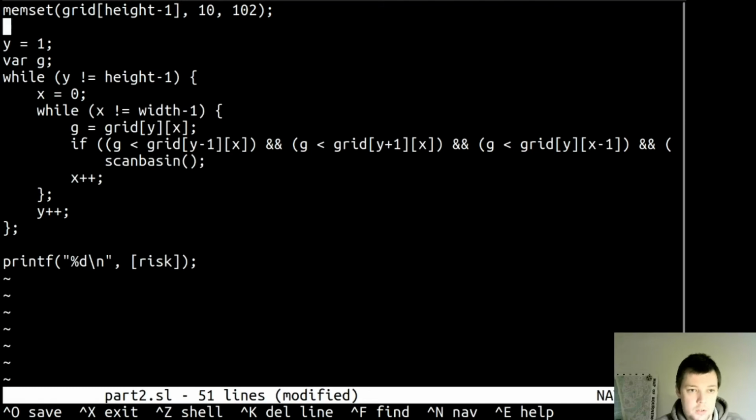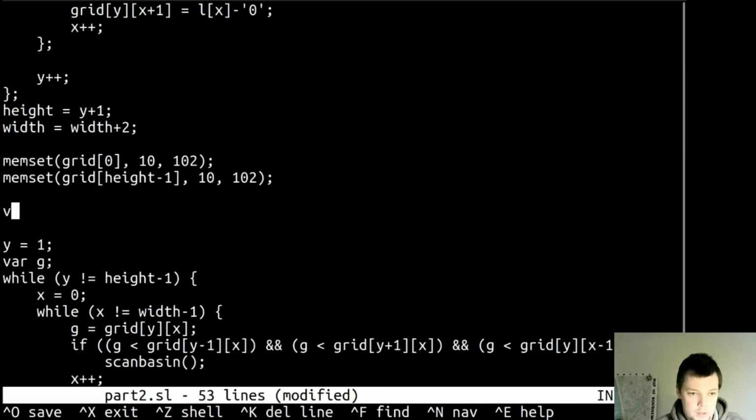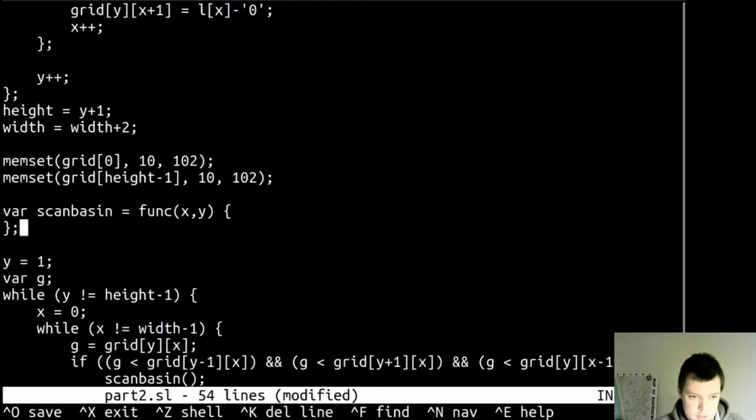And what scan basin will do is scan outwards for all of the points that are within the same basin. Now you know an adjacent point is inside the same basin if this point is lower than the adjacent point and the adjacent point is not a 9. So actually it doesn't matter whether we depth first search or breadth first search for this, does it?